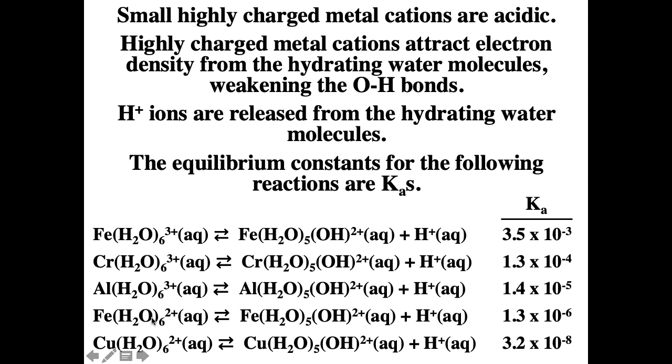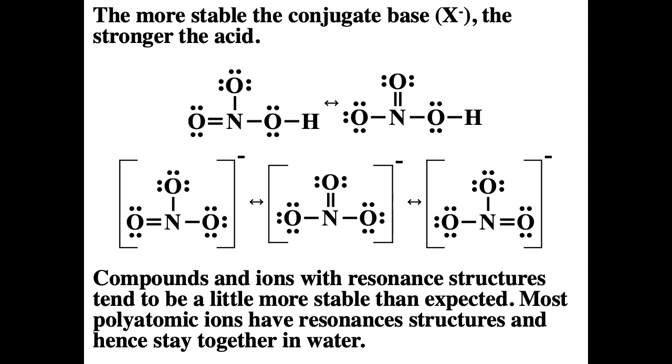Now, if you look at iron 2+, notice that's 1.3 times 10^-6, and copper 2+ is 3.2 times 10^-8. And so the more positive that charge, the larger the Ka, the more electron density that it's going to grab. And so we've seen that the more polar the HX bond, the stronger the acid. The weaker the HX bond, the stronger the acid. I mentioned that the more stable the conjugate base, the stronger the acid, because the conjugate base is a product.